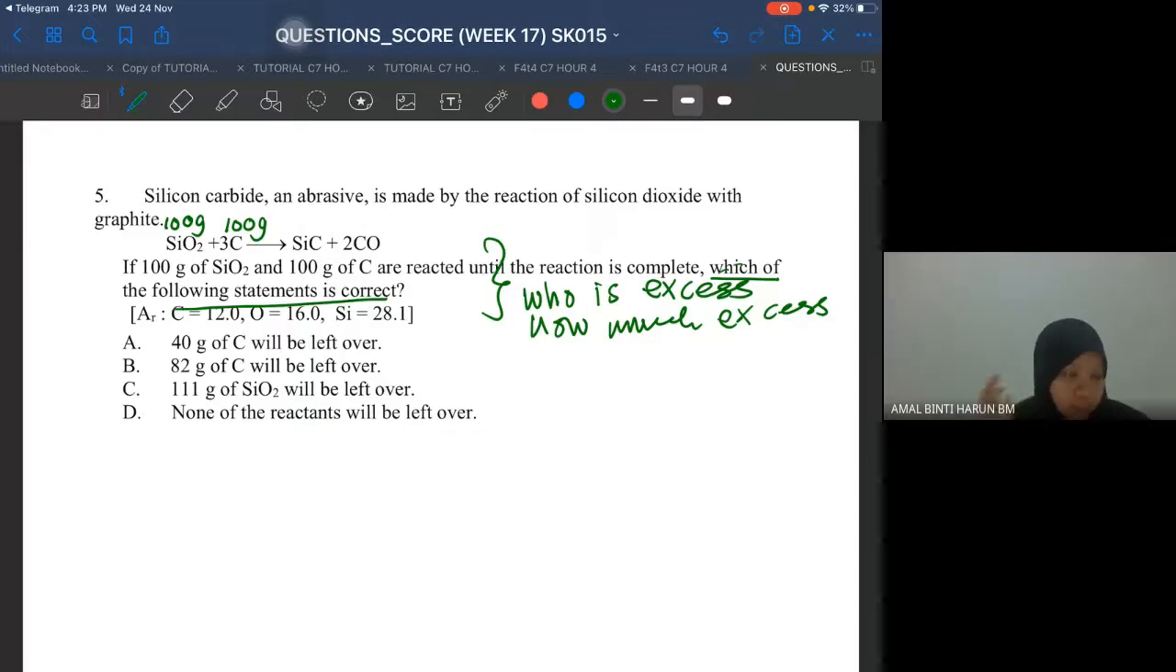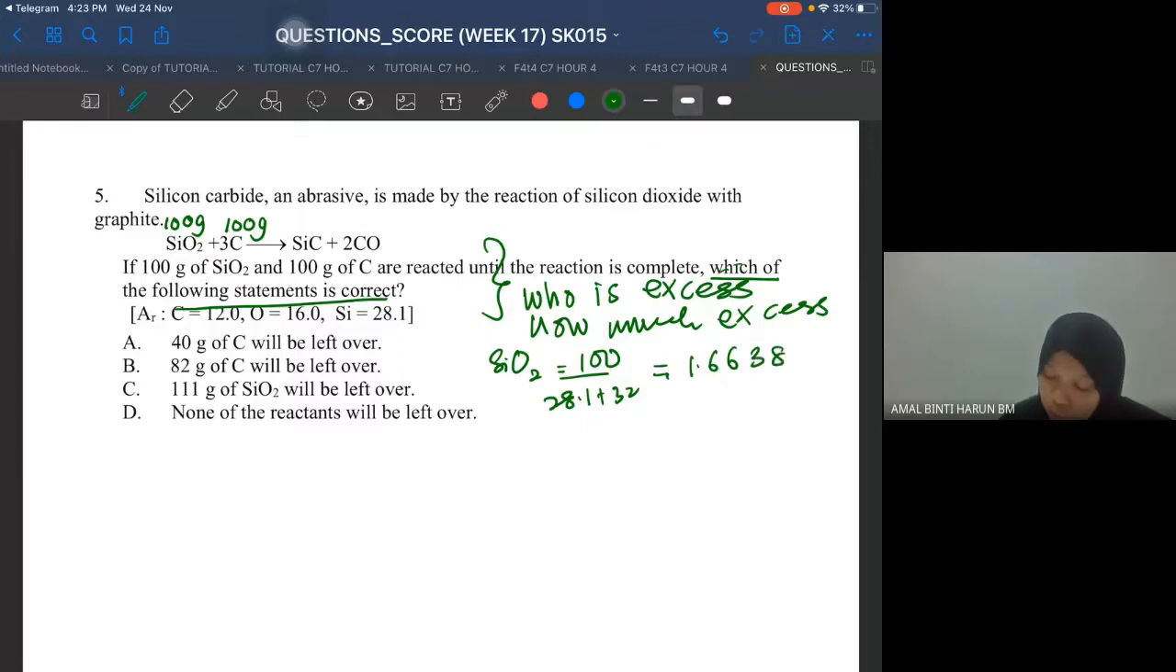So I'm using the fastest way of finding limiting reactant. I find the number of mole of both reactants. So mole of silicon oxide is 100 gram divide by the molar mass 28.1 tambah 32. So 1.6638 mole. While the number of mole carbon is 100 divided by 12 gram per mole, 8.33 mole. Okay, so saya nak cepatkan.